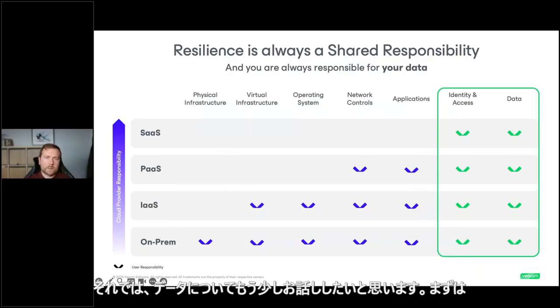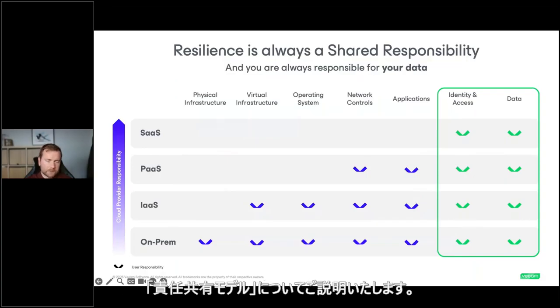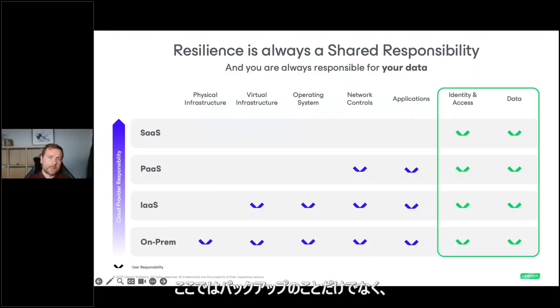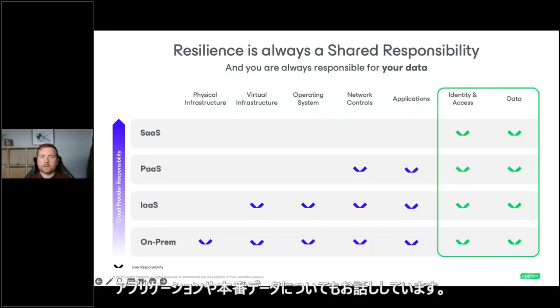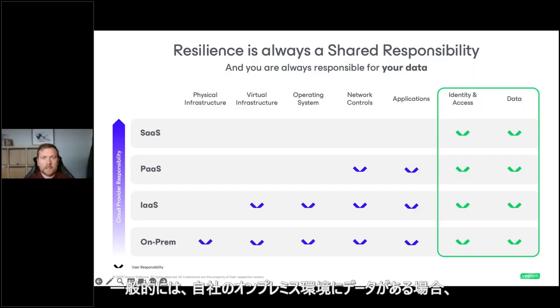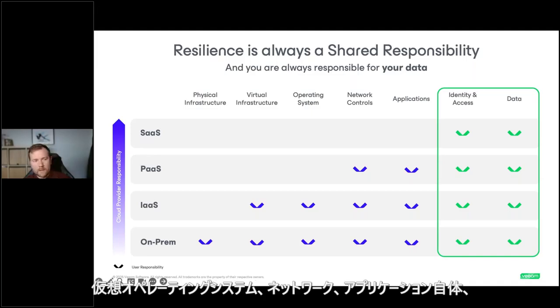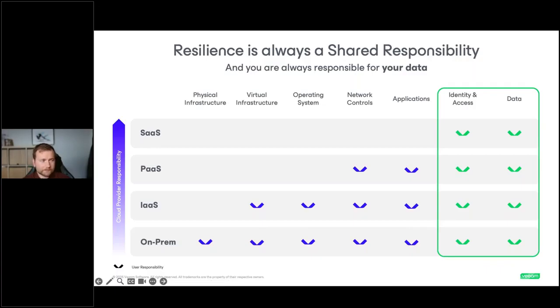And I want to start off by talking about the shared responsibility model. Okay, so you might be familiar with the traditional on-prem approach to data, and I'm not even talking backups here. I'm talking your applications, your production data, effectively. There's a general consensus that if you've got your data within your own on-prem environments, well, you're responsible for everything. We're talking the traditional, the physical infrastructure, virtual operating system, the networking, the applications themselves, how you access it, and then your data.